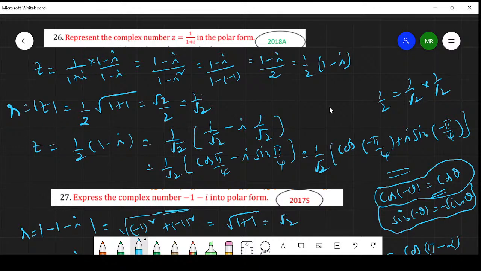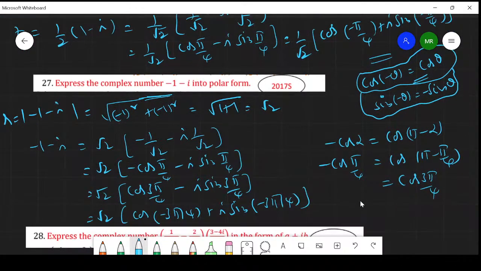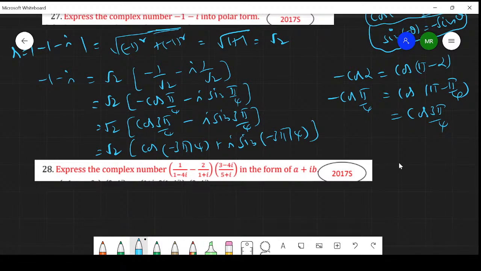Right, you understood, I hope this one you got the answer right. That will be your amplitude. What is the argument here? Amplitude or argument, both are same. Minus 3 pi by 4 is the amplitude or argument. Root 2 is the modulus of the complex number.